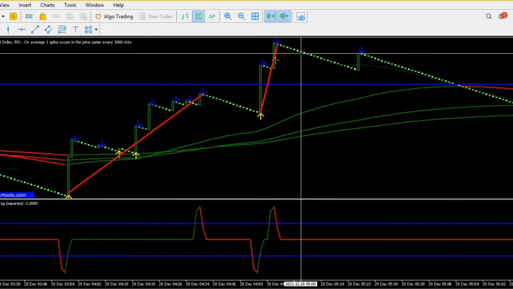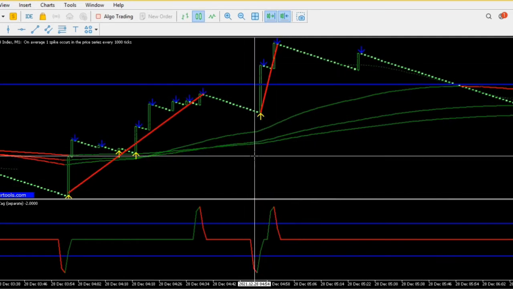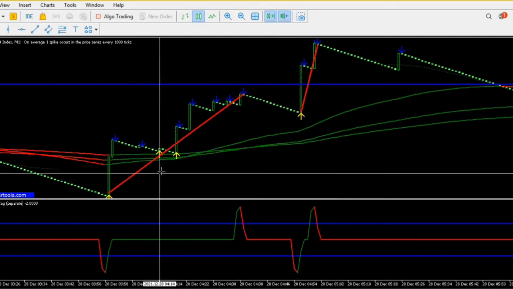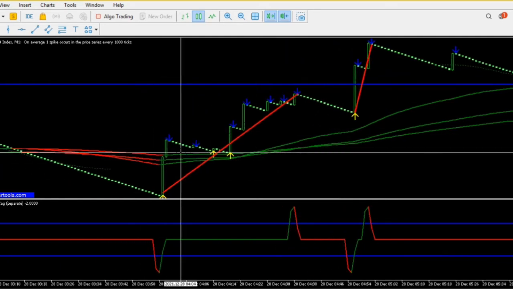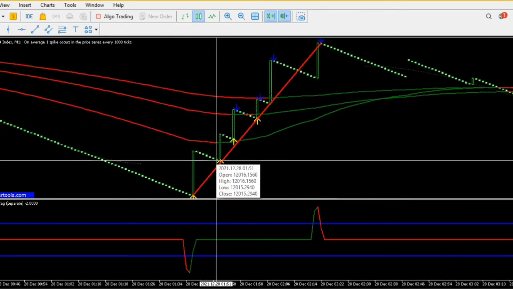We can just keep on backtesting. If you notice here too, we spot an entry. Even around here we're able to get an entry. So yeah, around this place. Now let me explain how it is.